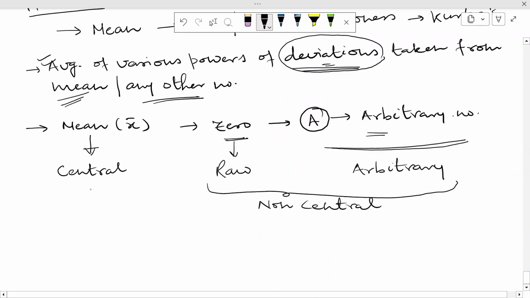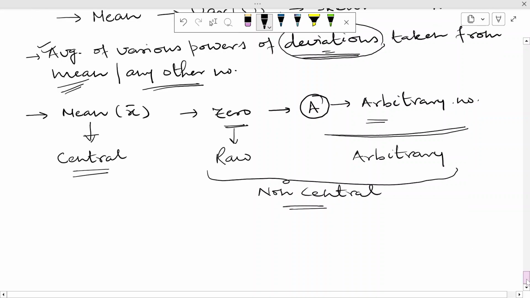So in general we have two types of moments. First is central and the second one is non-central. And we classify these non-central moments again into two categories. The first one is raw moments and the second one is arbitrary moments. Raw moments are the moments when you are calculating the deviations from 0, and arbitrary moments are the moments when you are taking the deviations from the arbitrary number.